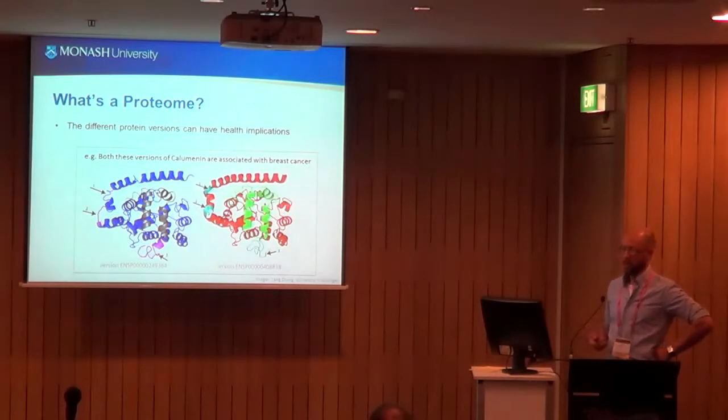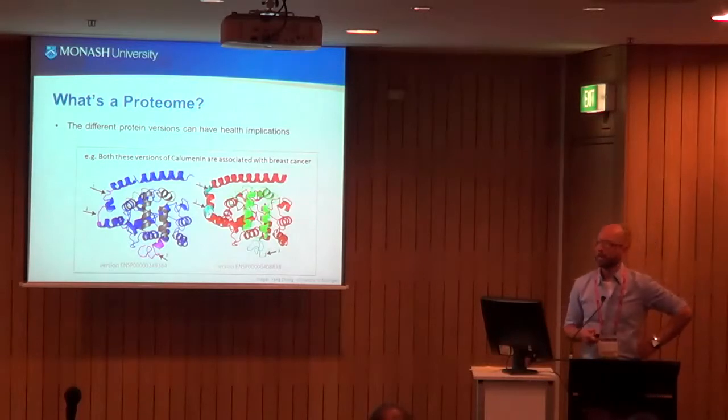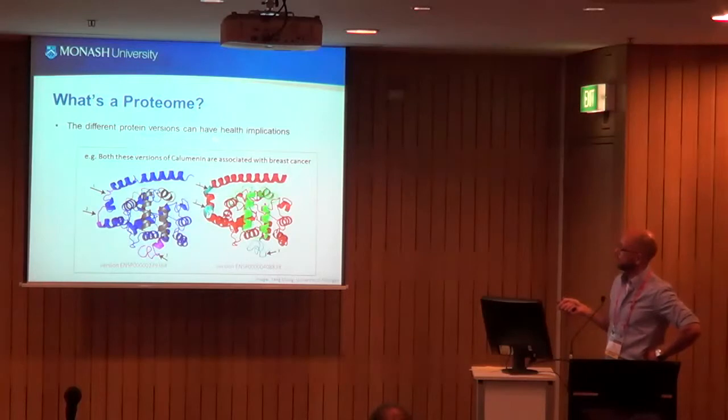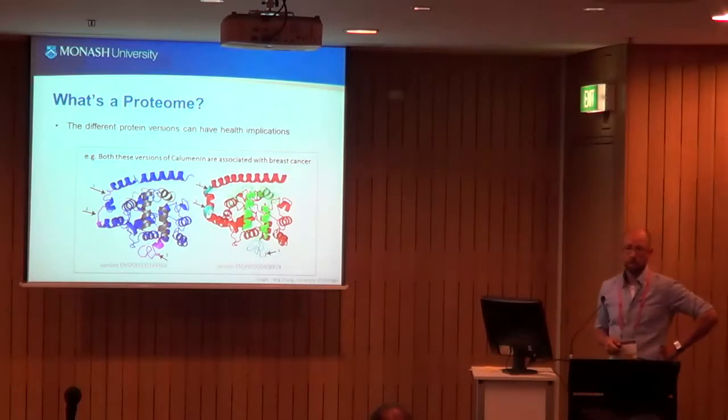And the different protein versions can have health implications. So this is the example I showed at the beginning of calumenin, and actually both of these particular versions here are associated with breast cancer. And there's other versions of calumenin that aren't associated with breast cancer.